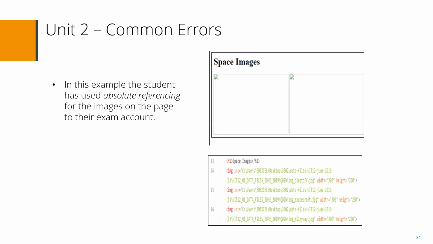You can't go in and think, oh, God, they got it wrong, let's change the referencing. If they haven't done it correctly, it's too late. And so do make sure that the candidates understand the importance of absolute referencing being a no-no for images. Otherwise, it's just not going to happen. They've got to have relative referencing.